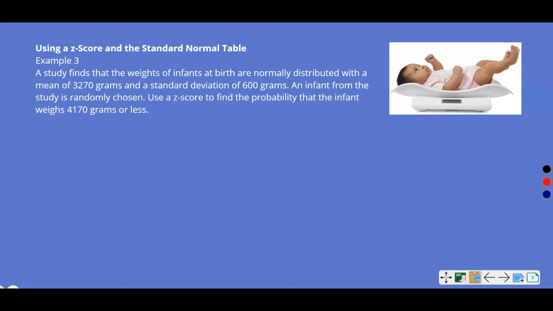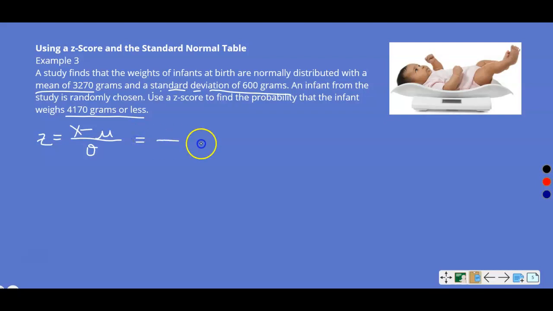All right, so z equals some x value minus the mean over the standard deviation. Remember, that's one of the formulas we looked at when we were looking at definitions. We are given that the weights of infants at birth are normally distributed with a mean of this, a standard deviation, and what's the probability that the infant weighs 4,170 grams or less. So the 4,170, that's our x value.